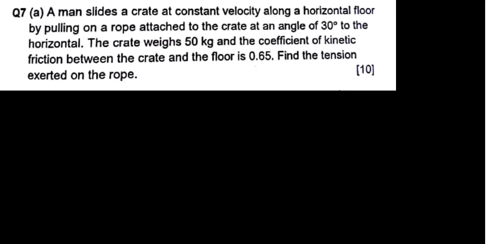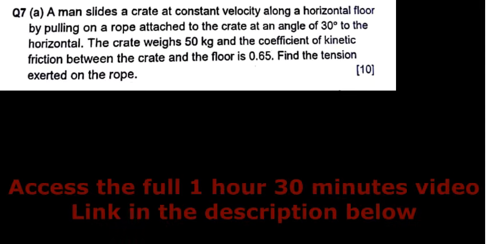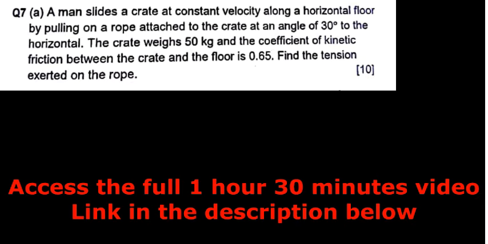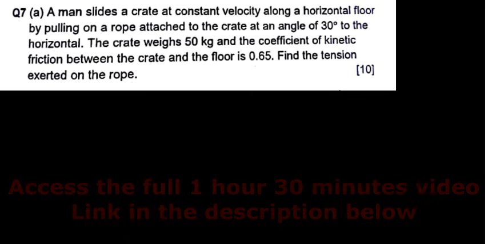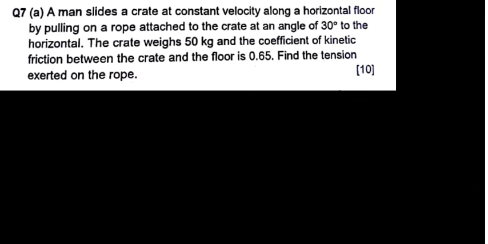So our next question is saying a man slides a crate at a constant velocity along a horizontal floor by pulling on a rope attached to the crate at an angle of 30 degrees to the horizontal. The crate weighs 50 kg and the coefficient of kinetic friction between the crate and the floor is 0.65. Find the tension exerted on the rope. So first, it is very important for us to understand the question.